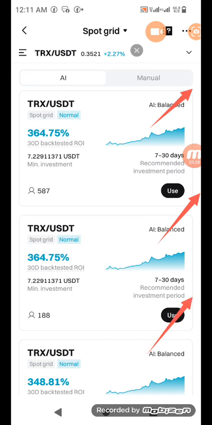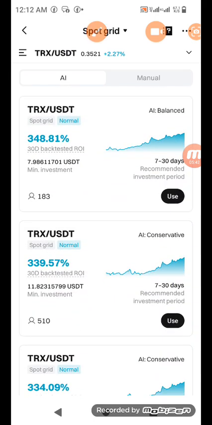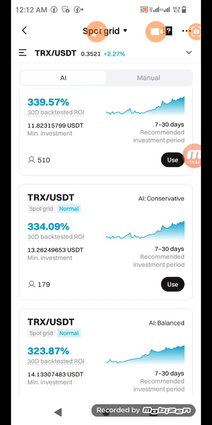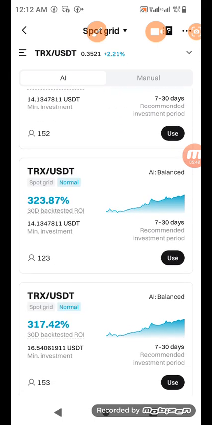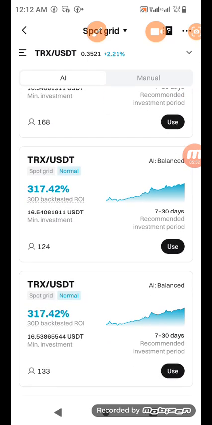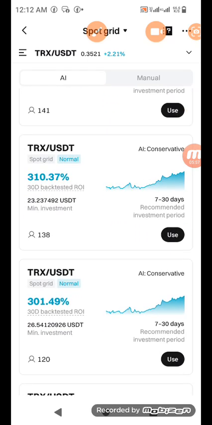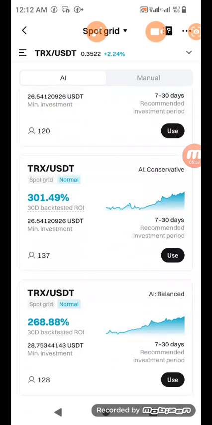AI balanced. It doesn't stop there. Let's look for more. You see AI conservative. Sometimes you go see AI aggressive. In other cases, you can see copy trader. I will explain what it's all about.